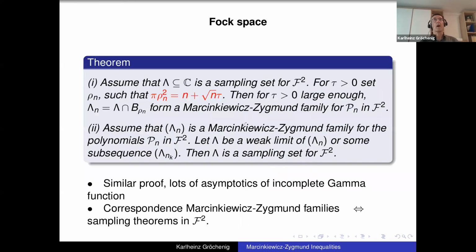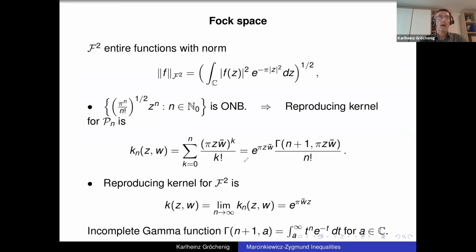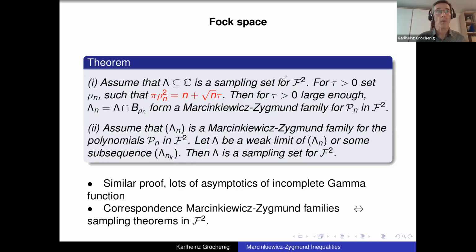Okay, so now maybe let's go back once more. We have the reproducing kernel, we have the intrinsic reproducing kernel, we have sampling sets in Fock space, and we have sampling sets for the polynomials of degree n. And sampling inequalities with uniform bounds are called Marcinkiewicz-Zygmund families. So same setup as before, except that our domain is now the complex plane, and the measure is the Gauss measure. Okay, now the result is almost identical.